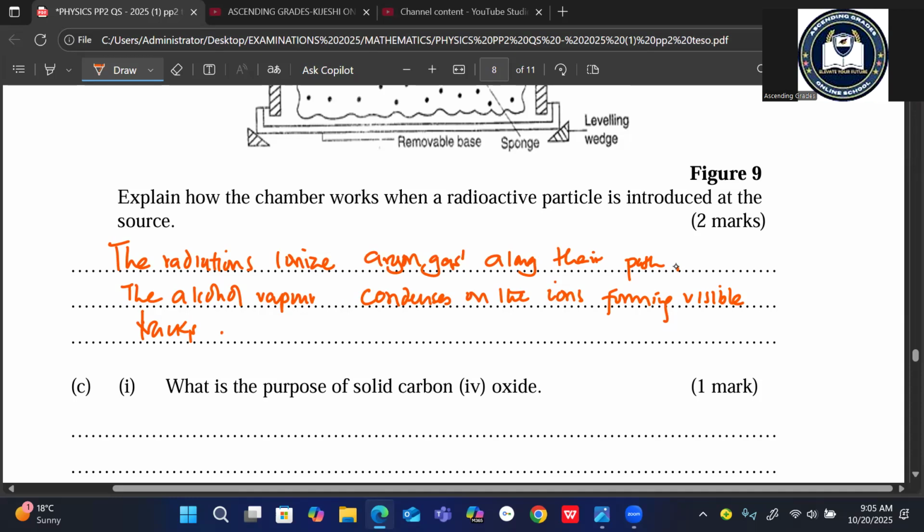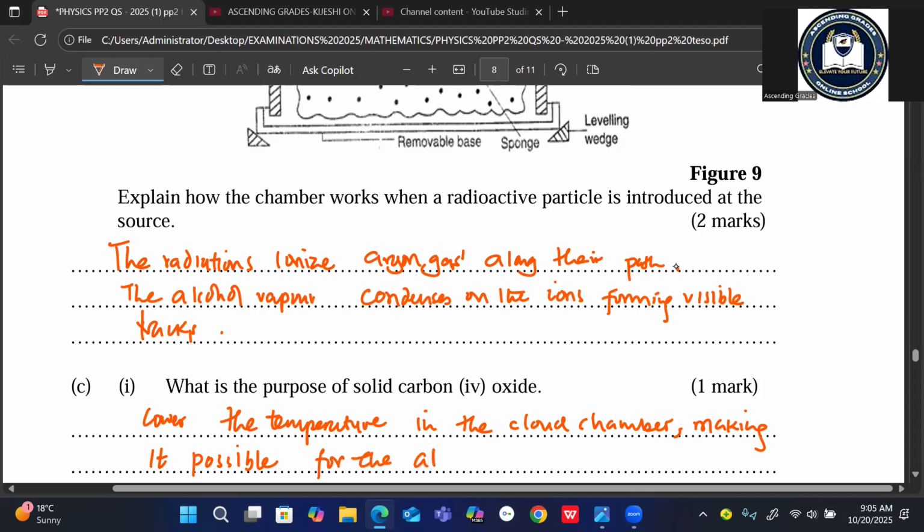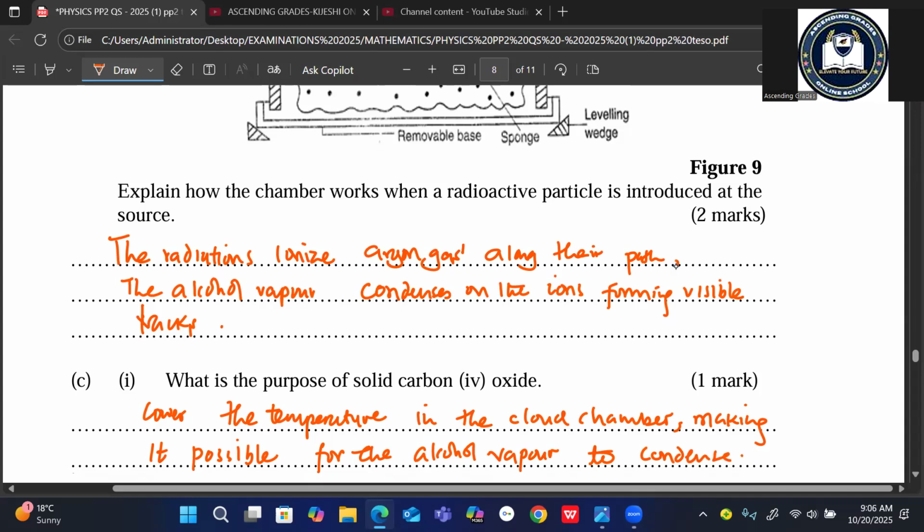So now let's look at this Roman 1. What is the purpose of the solid carbon(IV) oxide? The purpose of this one is to lower the temperature in the cloud chamber, making it possible for the alcohol vapor to condense.